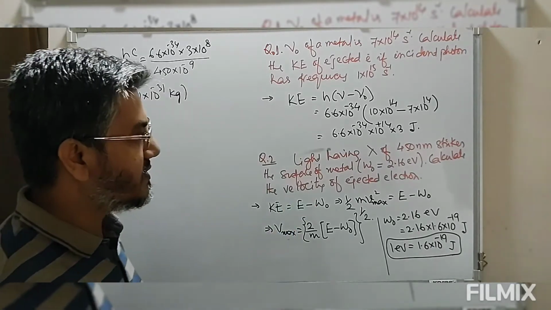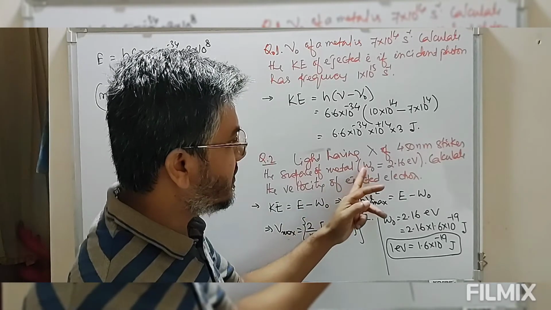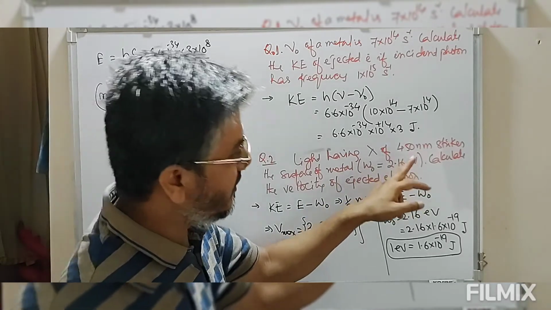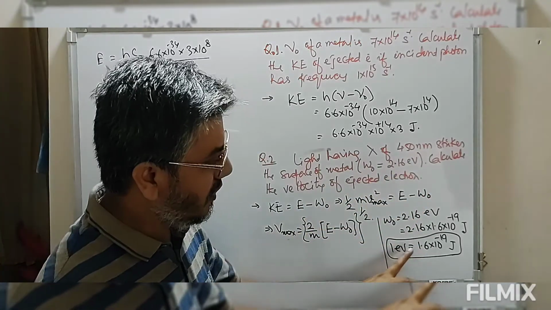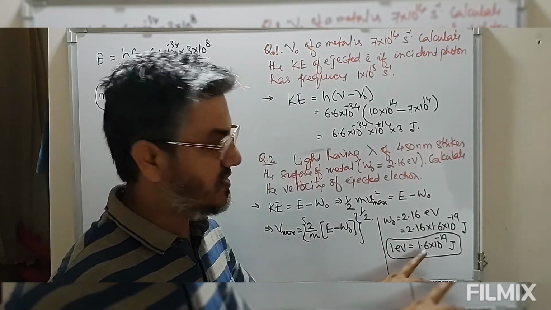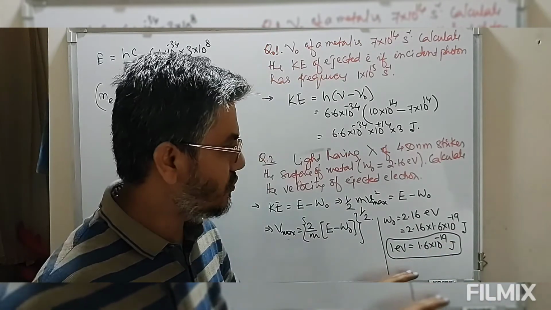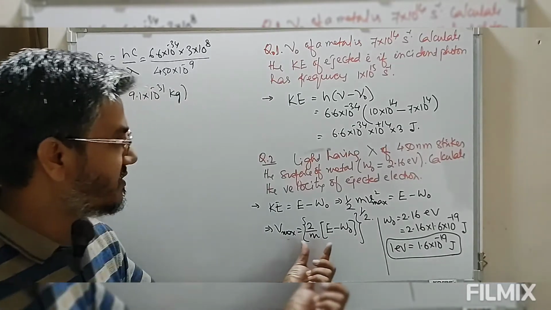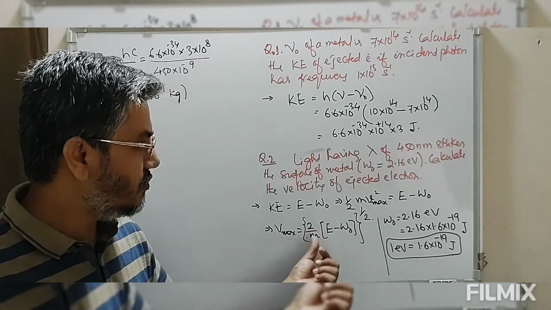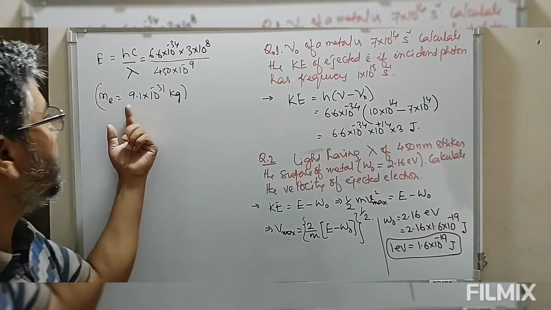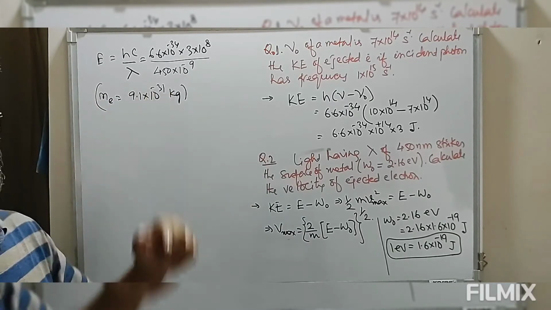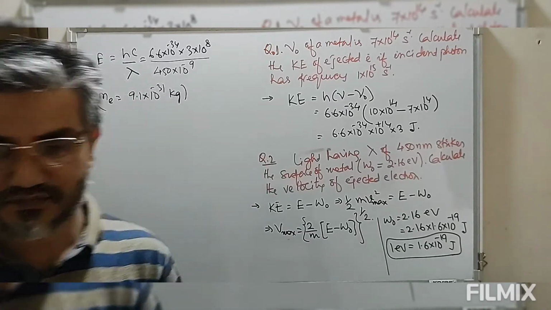So why am I giving this example? Because this work function is expressed in terms of electron volt, so electron volt should be converted into joule. 1 electron volt is equal to 1.6 × 10^-19 joule. So by this we can easily replace the values here: E minus W₀ into 2 by m. m is always a constant, 9.1 × 10^-31 kilogram.